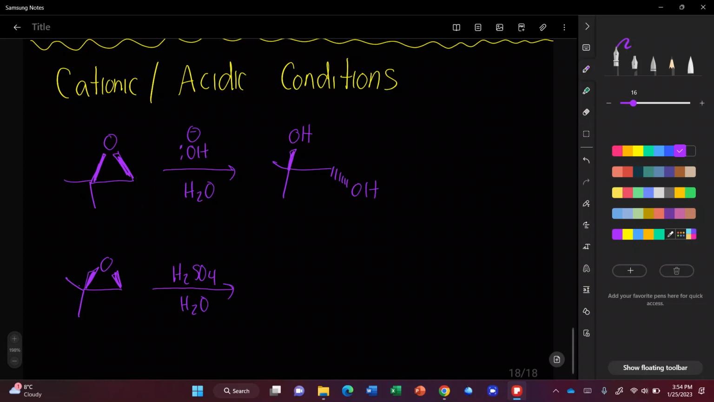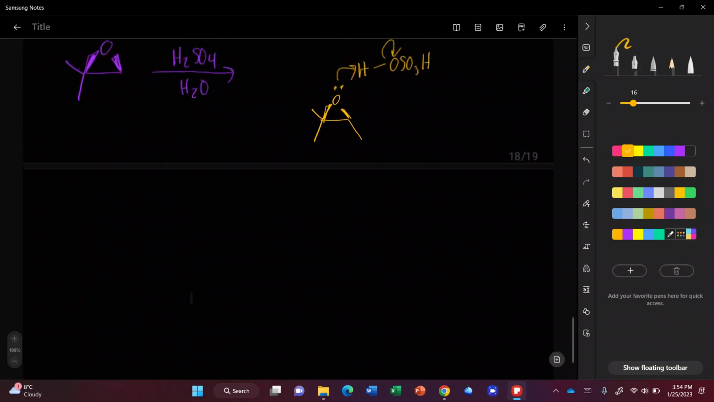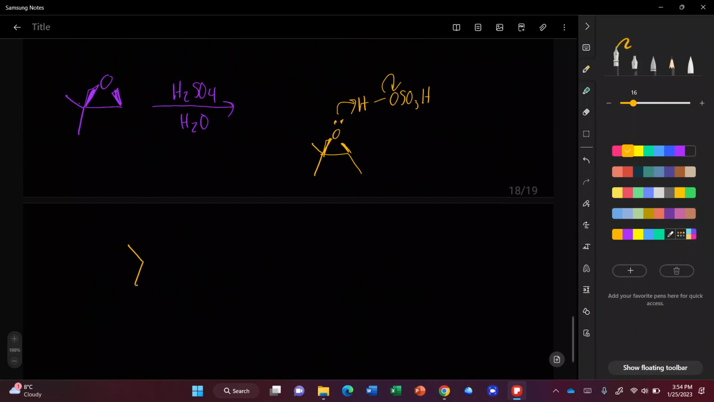So we know that epoxides are nucleophilic. We've talked about that. So we know that if you're under acidic conditions, the first thing that's going to happen is you're actually just going to protonate that epoxide. So once you've protonated that epoxide, you get here.